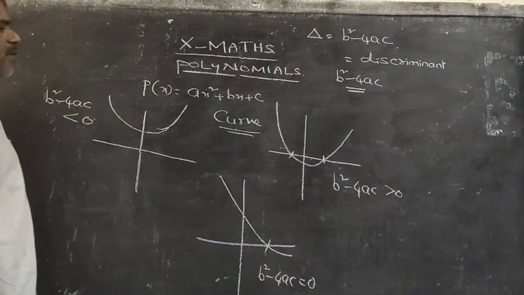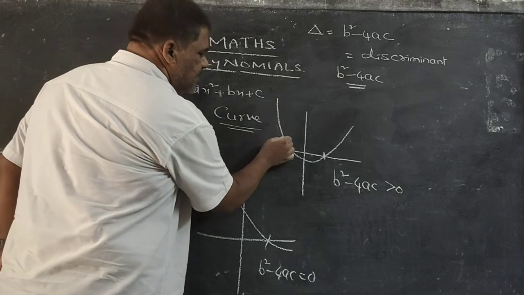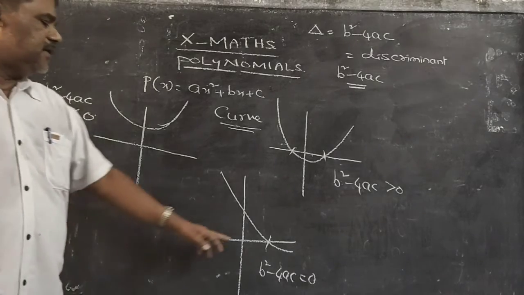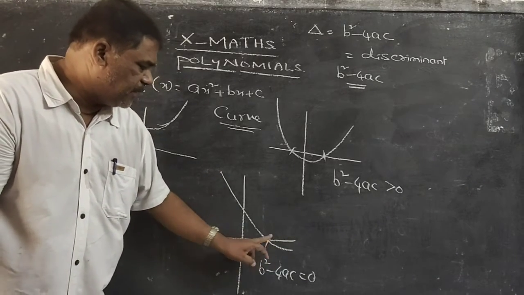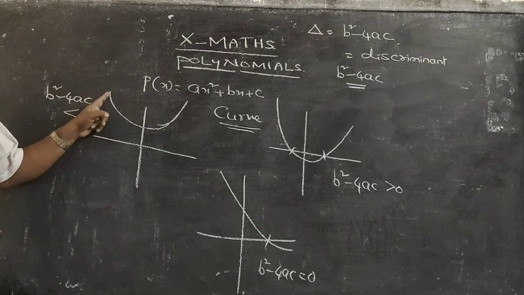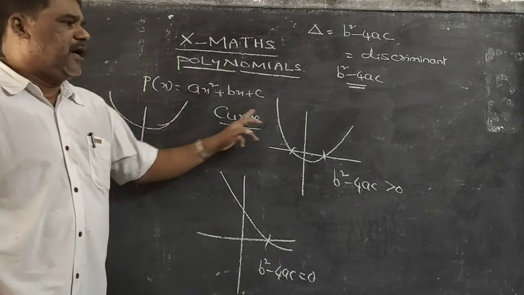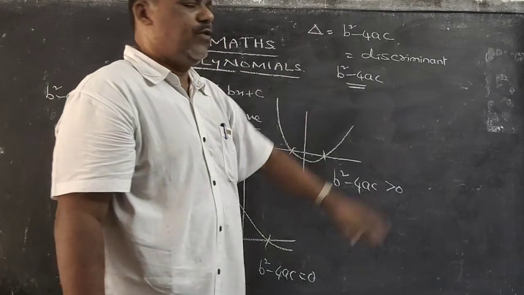If you get b square minus 4ac a positive number, then it indicates that the curve is cutting the x-axis at 2 points. If b square minus 4ac is 0, then the curve is cutting the x-axis at only 1 point. If b square minus 4ac is less than 0, then the curve doesn't cut the x-axis at any point. Like this, we can conclude about the nature of the graph by finding b square minus 4ac.